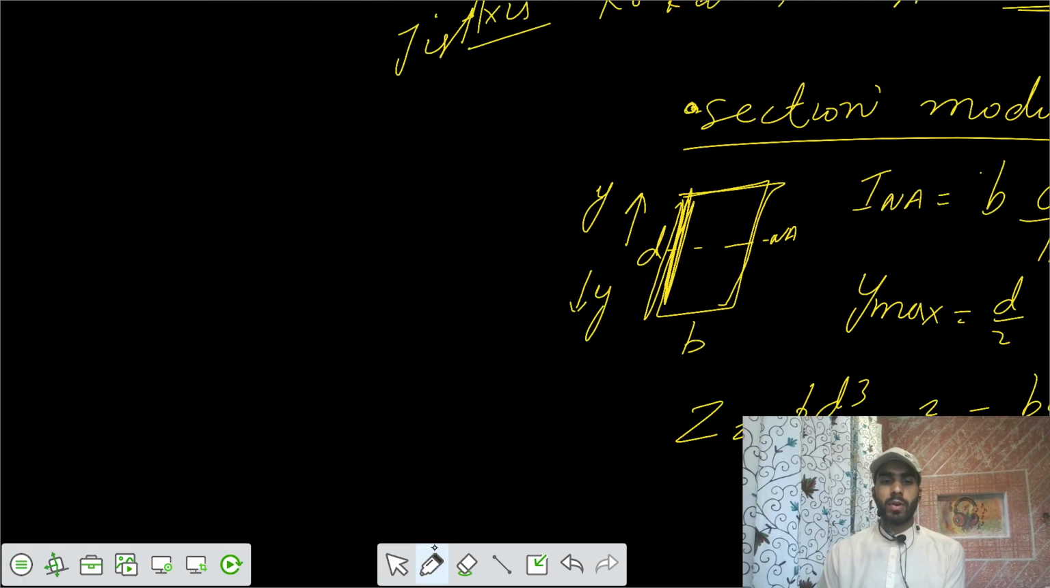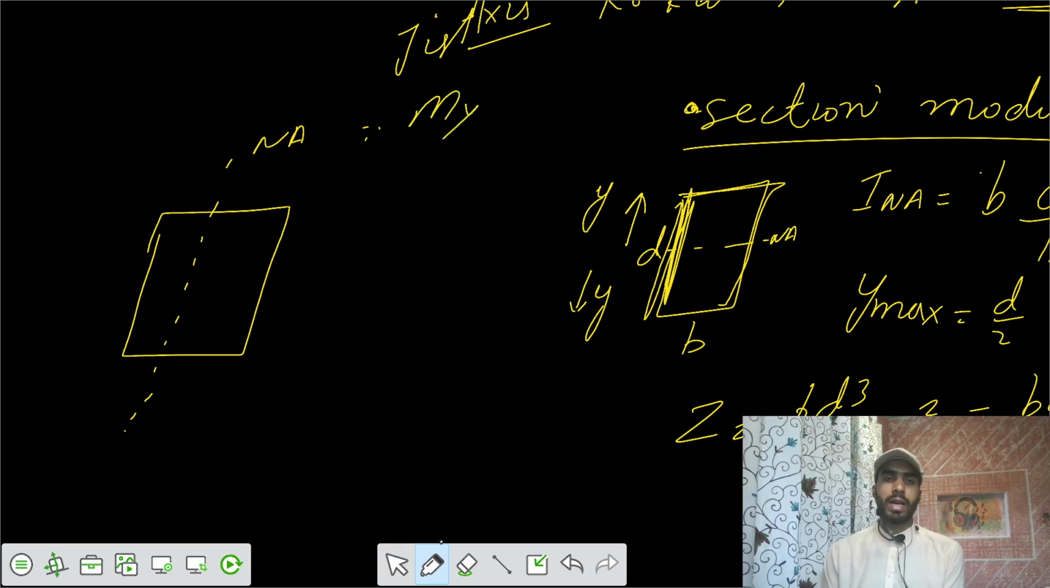Now, if you want to keep it in this way, such that you have the neutral axis in this direction. This was your neutral axis because you applied the moment in the Y direction. This was the ZZ direction, and this was the YY direction. You are applying the moment in the Y direction. In this case, you are applying the moment in the Z direction.